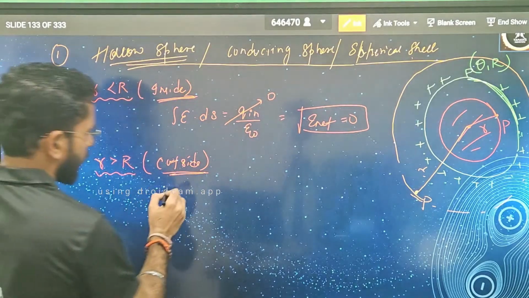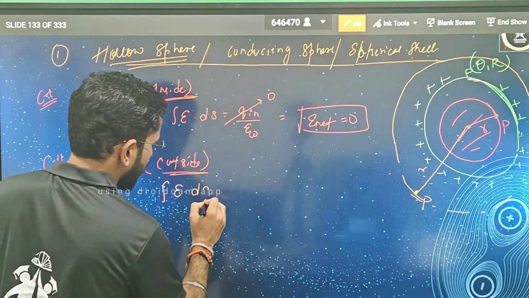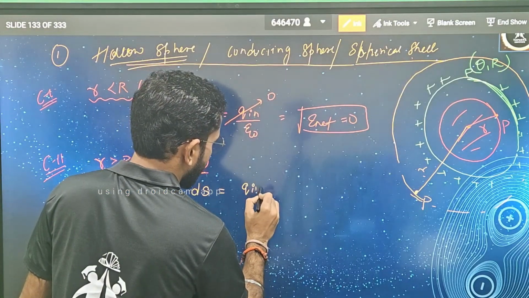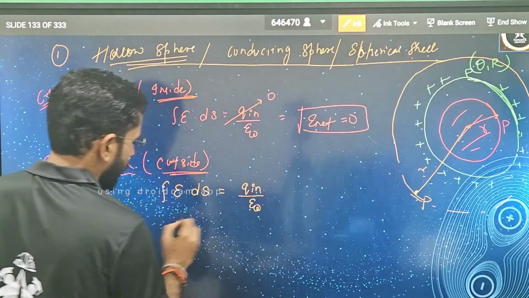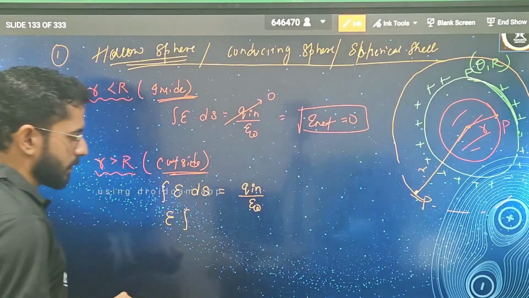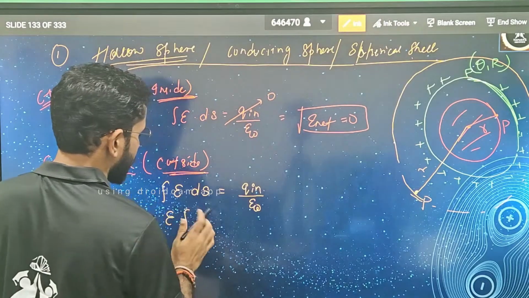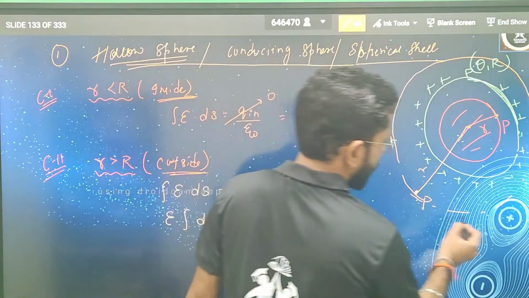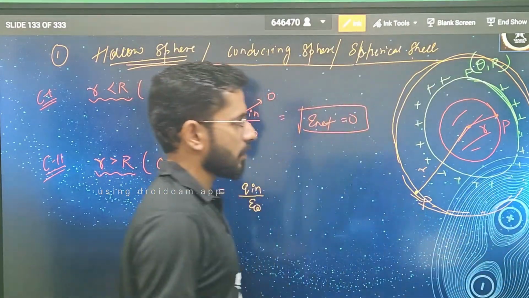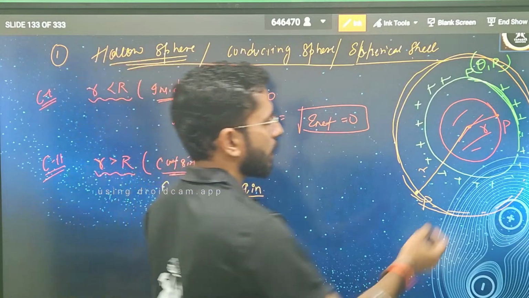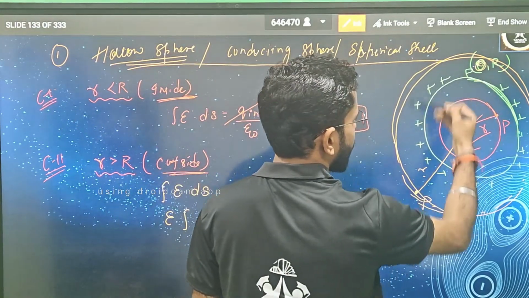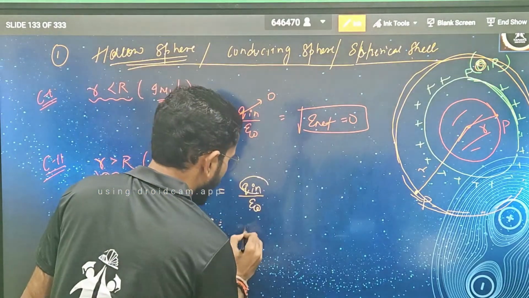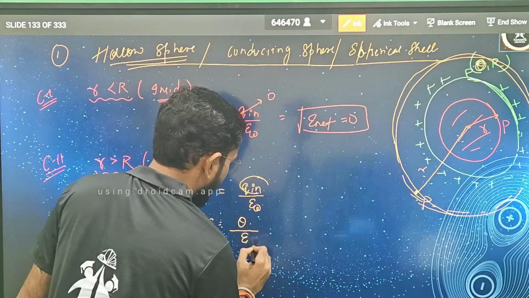Again, I will write the same equation. Integration of E dot ds is equal to net charge present inside divided by epsilon naught. Now in electric field, integration of ds is going to give you how much? Let's write it. What is the net charge present? This bigger sphere is the Gaussian surface. Tell me, what is the net charge coming inside? This complete Q charge that was on the surface is the net charge that is coming inside the outer Gaussian surface.